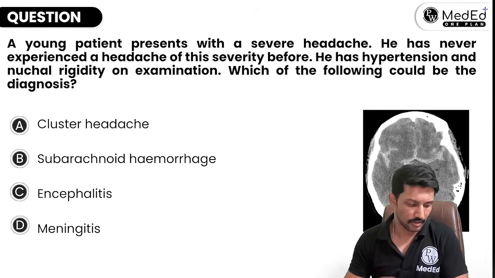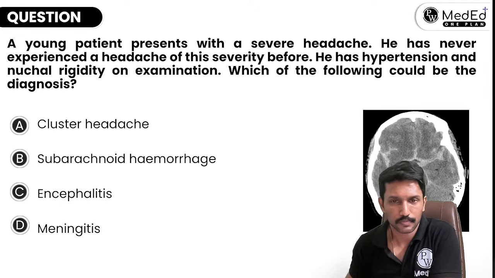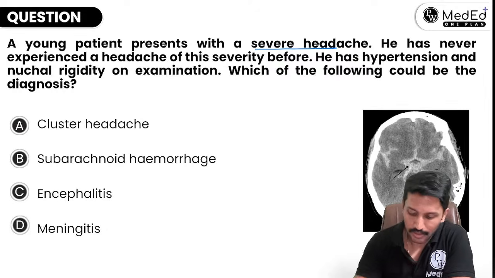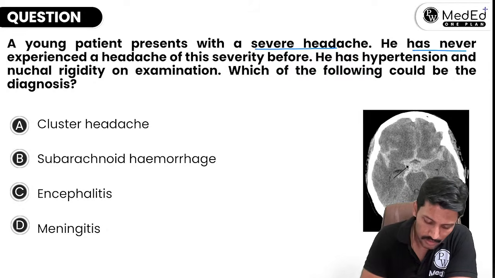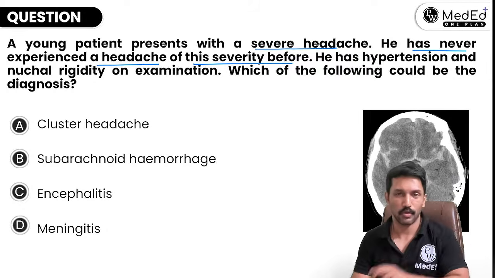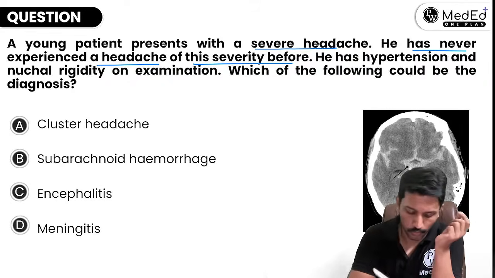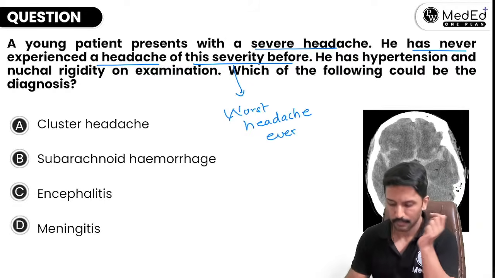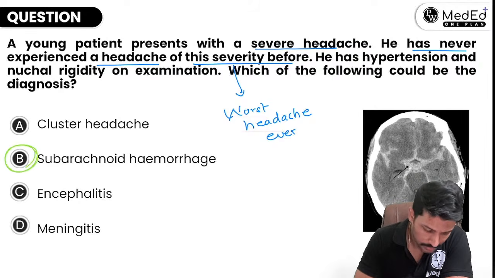Okay, next question. I think you should be able to get this question from the history itself, even if you don't look at the image. The patient presented with severe headache, and there is a buzzword description given here. He has never experienced a headache of this severity before, right? This is what we call the worst headache of lifetime, or worst headache ever. And we know the moment this worst headache ever appears in a question, the examiner is talking about, yes, the question is about subarachnoid hemorrhage.